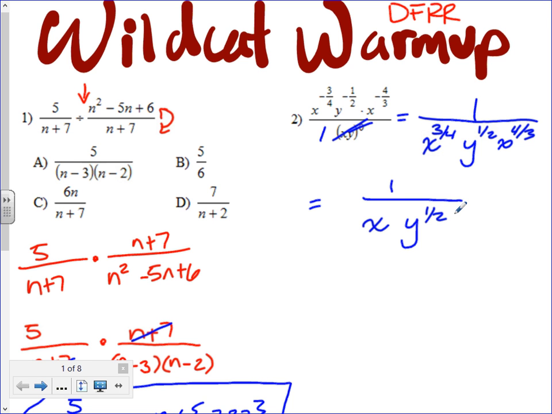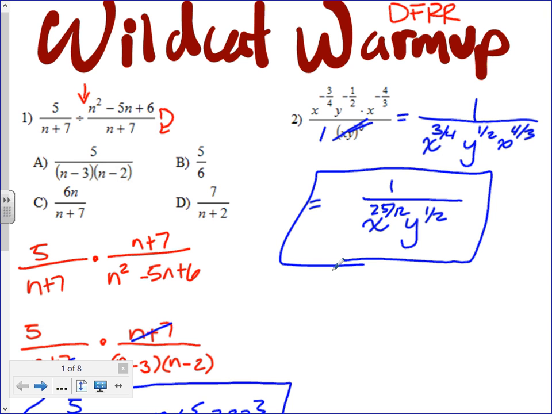25, 1/2. Okay. If there's a negative exponent, it must be flipped. In a multiplication problem, you add exponents. In a division problem, you subtract exponents. And in a power of a power problem, you multiply exponents.